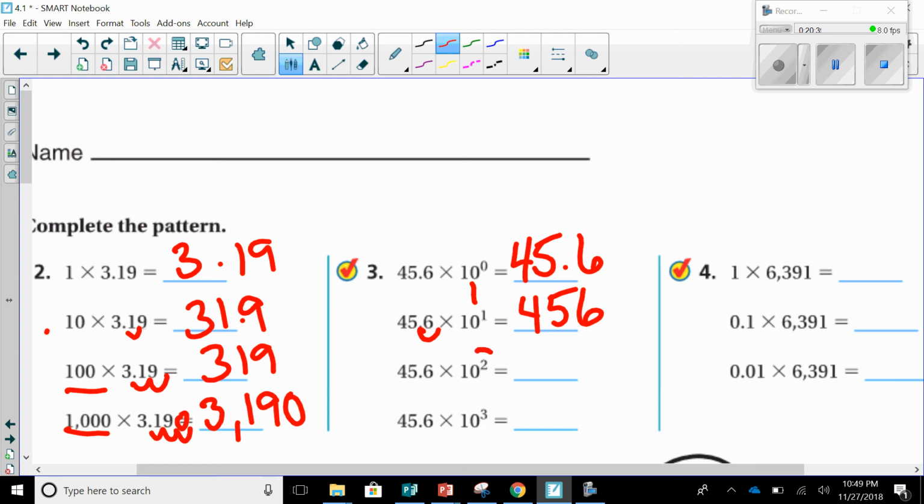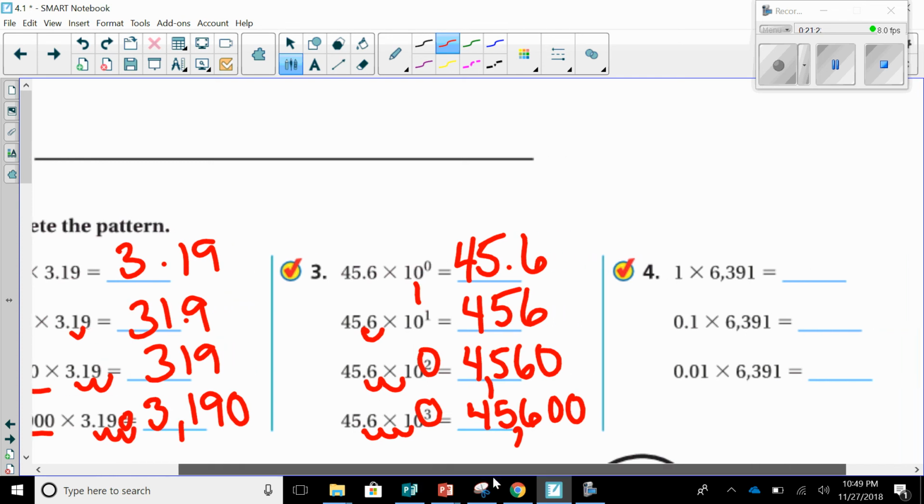Power of 2 means I'm going to move 2 places to the right. I have 1 invisible 0. That would give me 2. So I have 4, 5, 6, 0, 4,560. Then my power of 3, I'm going to move 3 places to the right. So 1, 2, 3. 4, 5, 6. And I have 2 invisible zeros coming in there. So it would be 45,600.